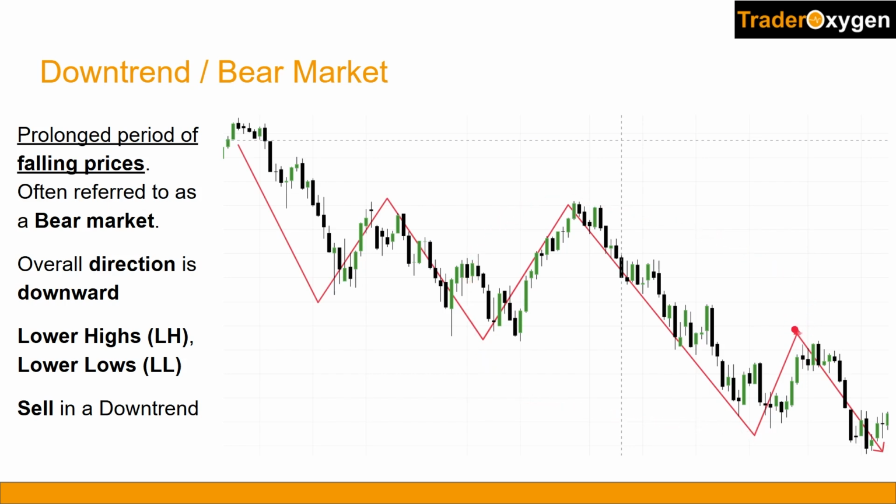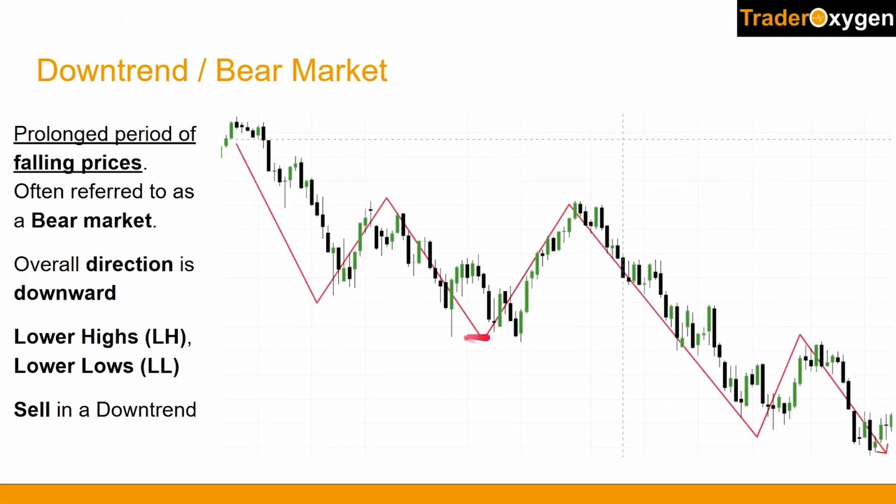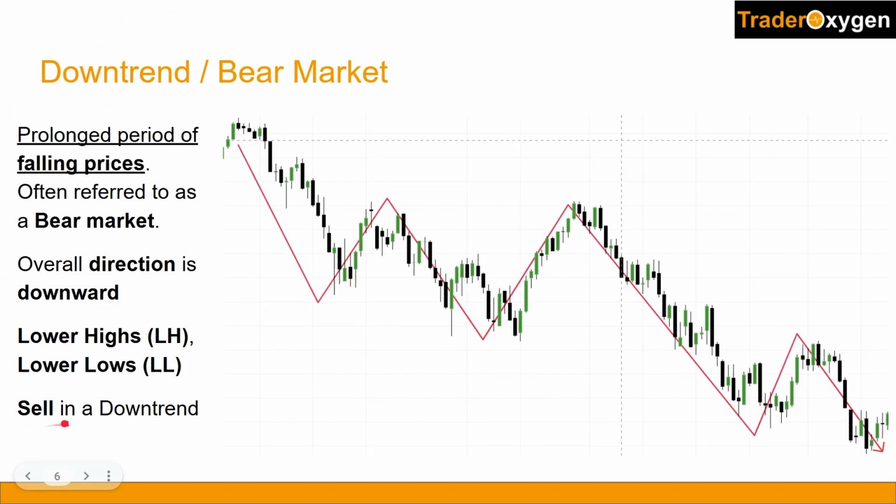So why is it a lower high? Because this swing high is lower than this swing high. This swing high is lower than this swing high, almost equal. It's going down, lower lows. So this swing low is lower than this swing low. This swing low is lower than this swing low. Traders sell in a downtrend.